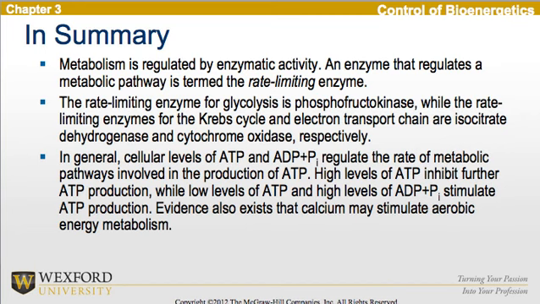In general, cellular levels of ATP and ADP plus phosphate regulate the rate of metabolic pathways involved in the production of ATP. High levels of ATP inhibit further ATP production, while low levels of ATP and high levels of ADP plus phosphate stimulate ATP production. Evidence also exists that calcium may stimulate aerobic energy metabolism.